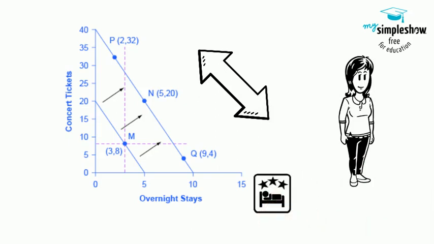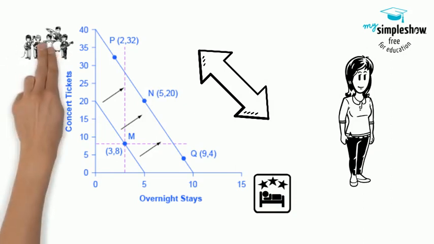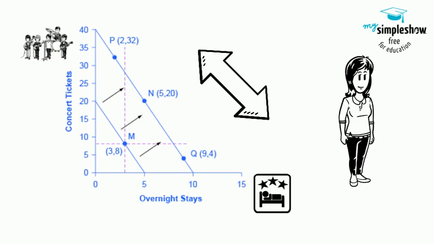If overnight stays is an inferior good, the consumer will make a choice like P. If concert tickets are an inferior good, the consumer will make a choice like Q.